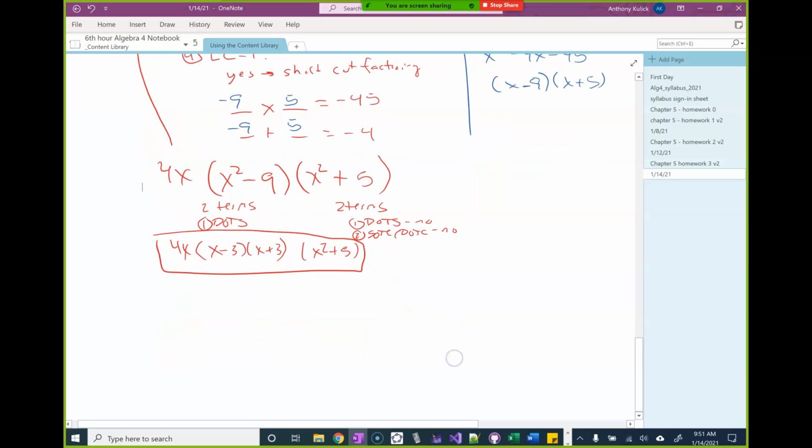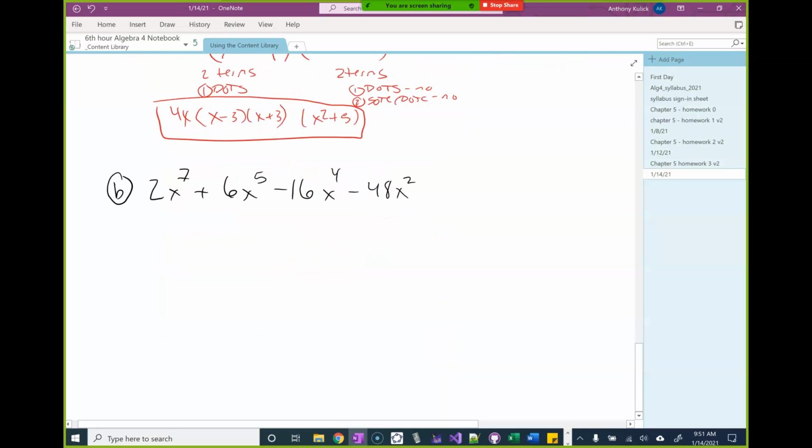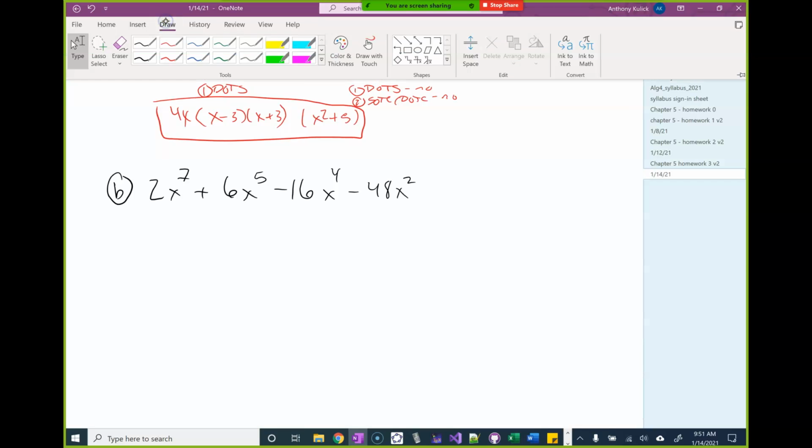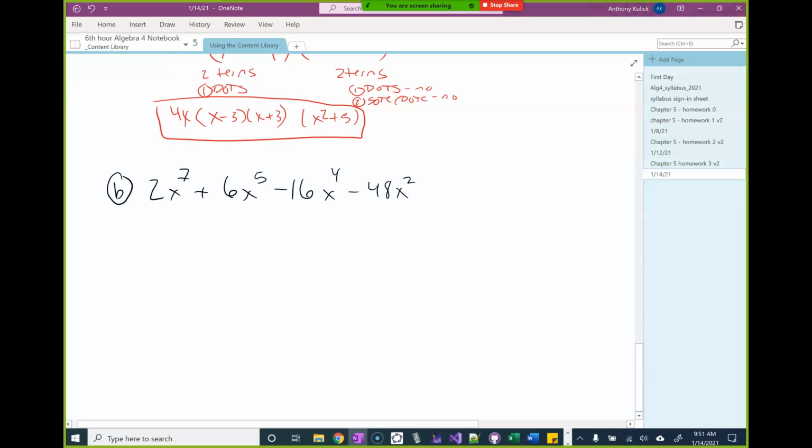So let's do another example. Okay. So we have 2x to the 7th plus 6x to the 5th minus 16x to the 4th minus 48x squared. Again, the first step is to look for the greatest common factor. In this case, what's the greatest common factor? 2x.